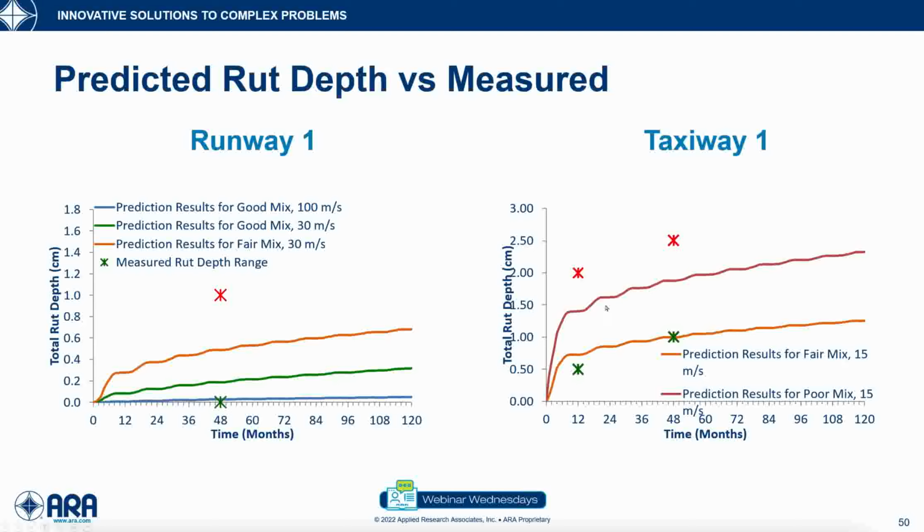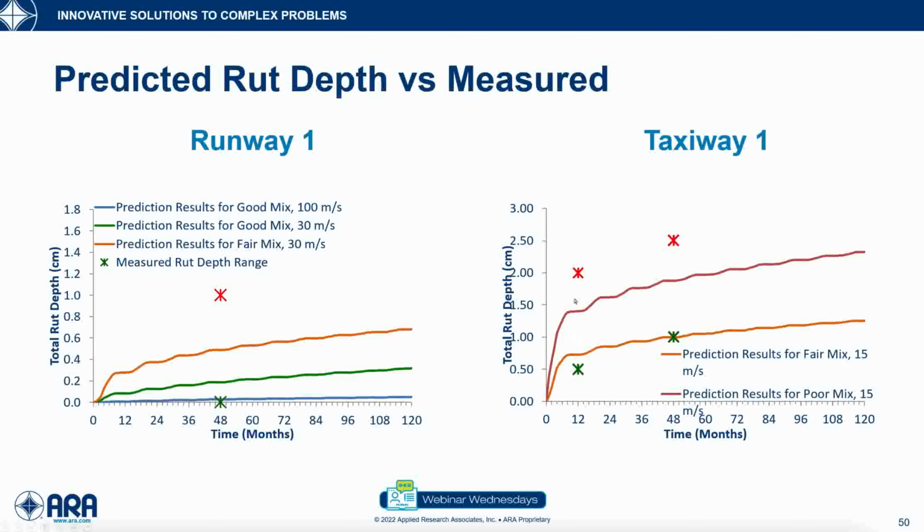we have a fair mix and a poor mix. The poor mix was next to areas that had very high rutting, 2 centimeters of rutting. So I predicted the viscoplastic, I predicted the rut depth for that poor mix, and again, it's close to the worst ruts seen in taxiway 1. Whereas for a fair mix, at 15 meters per second, I saw rutting that is close to the best or the least ruts I found in taxiway 1. And again, the predictions of rutting fall in the range of the least rut and the maximum rut measured in taxiway 1. And that's very realistic.